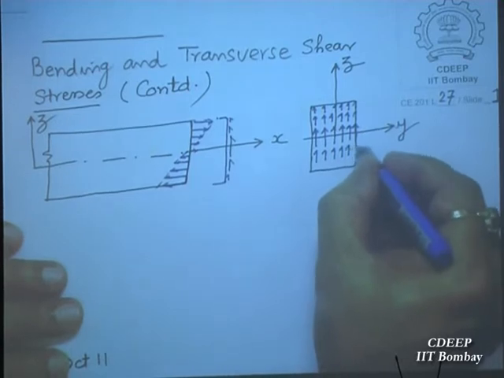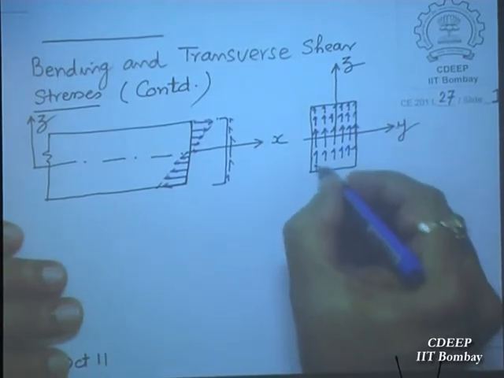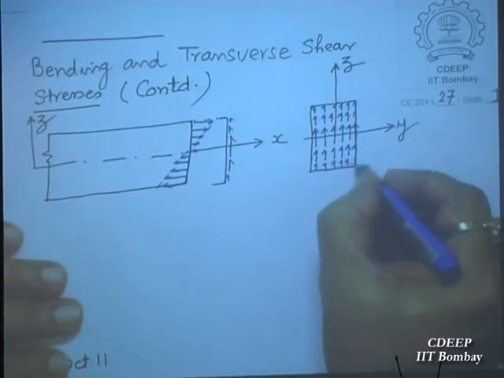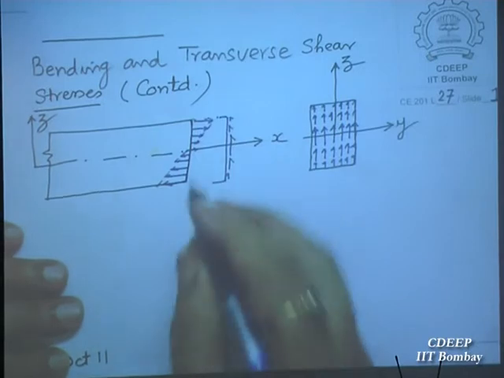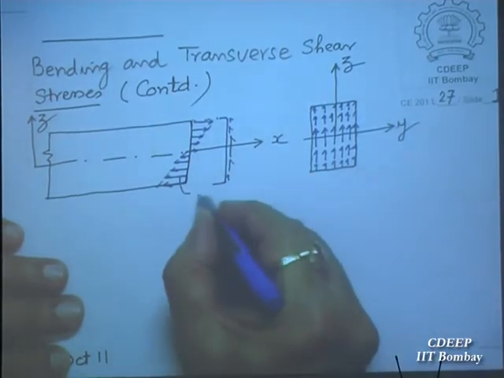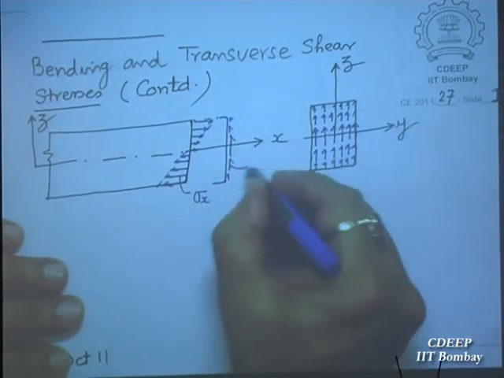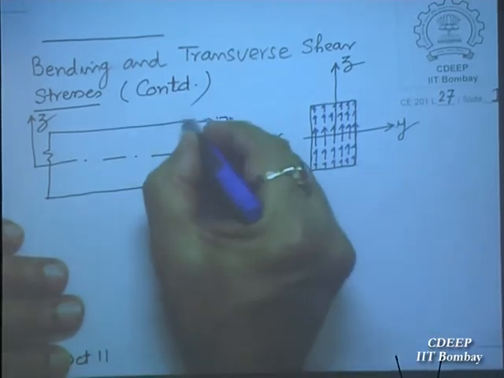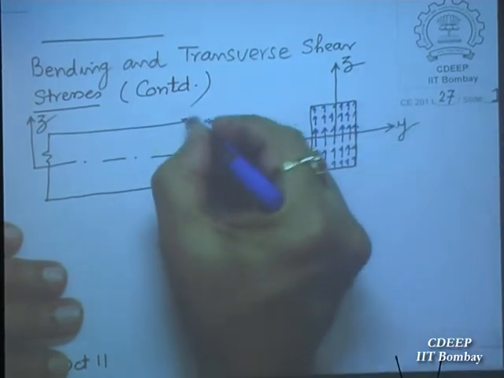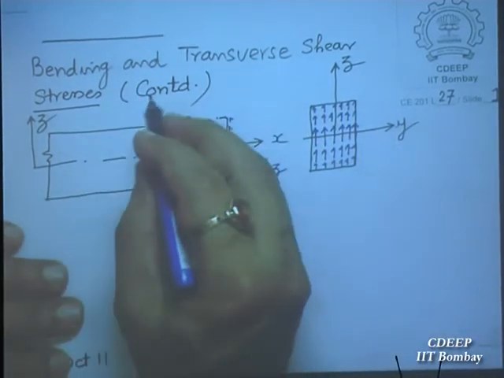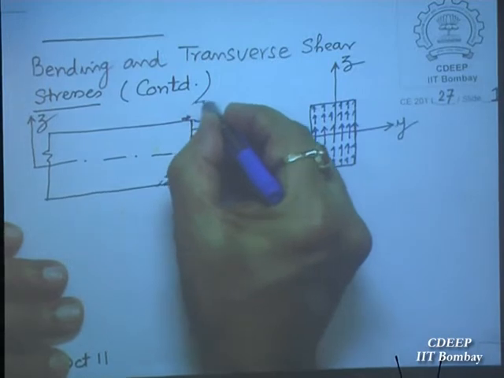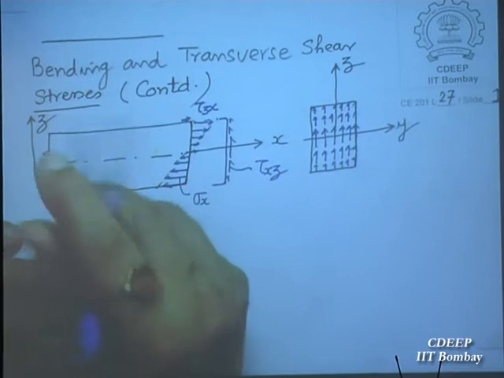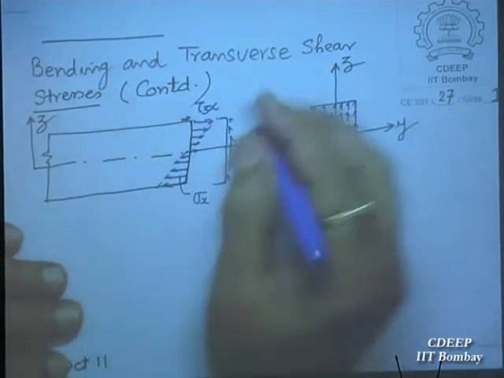And what is the rate of variation? The trend of variation through depth. So this is the shear stress. This one is sigma x, and this one is tau xz. Here, what is the stress that is acting? If it has to act as shear on the top surface of the beam, that will be tau zx.